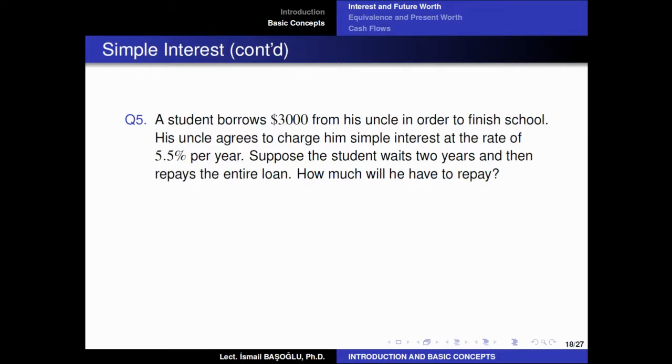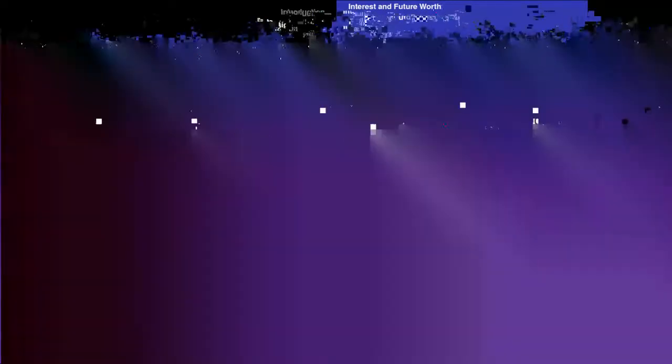Now let's use that formulation in a practical example. A student borrows $3,000 from his uncle in order to finish school. His uncle agrees to charge him simple interest at the rate of 5.5% per year. Suppose the student waits 2 years and then repays the entire loan. How much money will he have to repay? Now, in this question, let us understand everything from scratch. So the student borrows $3,000 right now. So this is the principal amount that is being borrowed.